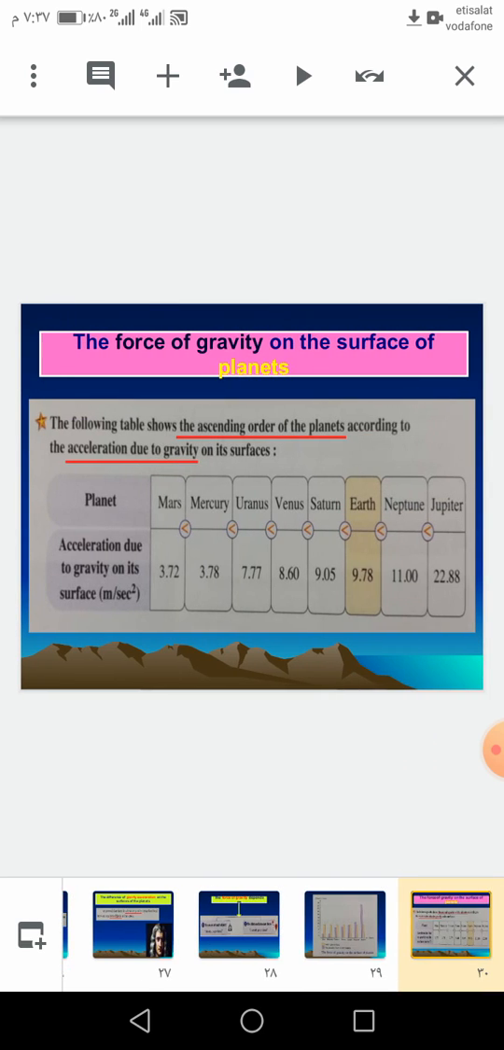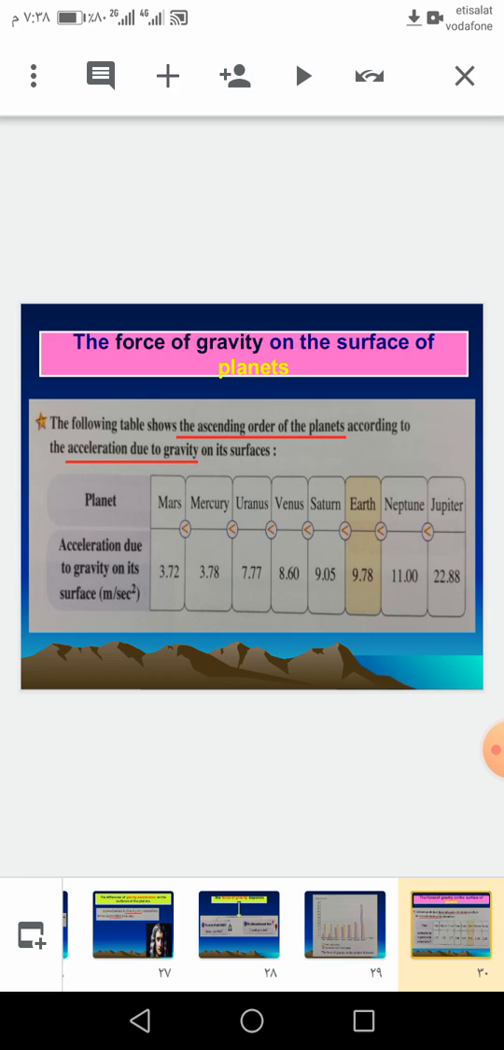The following table shows the ascending order of the planets according to the acceleration due to the gravity on its surface. The measuring unit of acceleration due to the gravity is meter per second square. From this table, the gravity on the Earth's surface is 9.78 meter per second square. So the gravity on the Earth's surface is larger than that on Mars' surface.